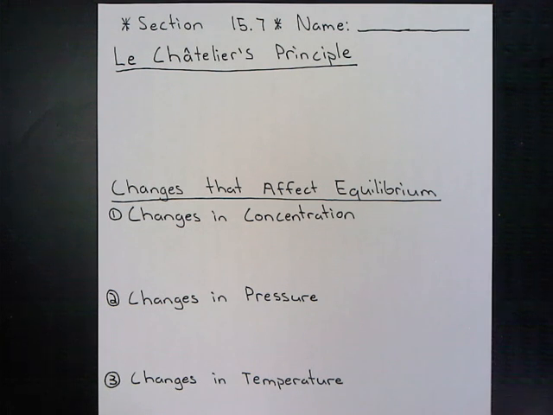In today's episode, what we're going to be talking about is AP Chemistry section 15.7. This is the final section of notes on our equilibrium unit. So, with our equilibrium unit, section 7, before we get going, I just want to outline a couple objectives.